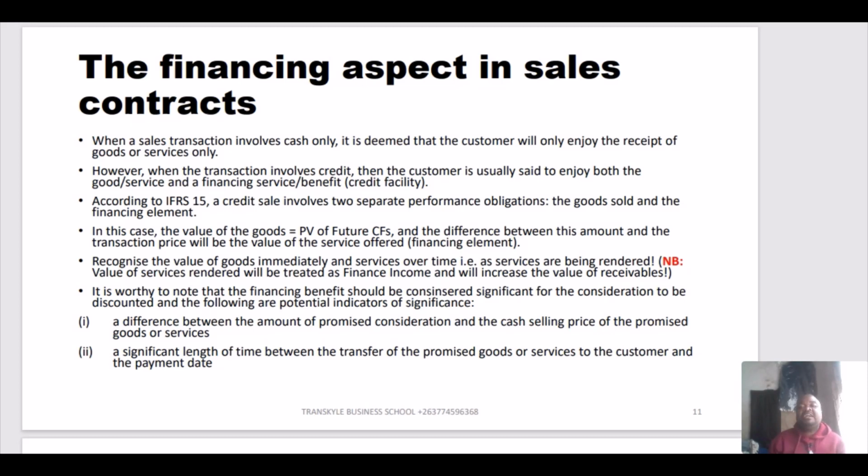When a sales transaction involves cash only, it is deemed that the customer will only enjoy the receipt of goods or services. So when you sell an item on cash, therefore the buyer is going to enjoy the goods or services offered. That's the type of enjoyment which they are going to enjoy.